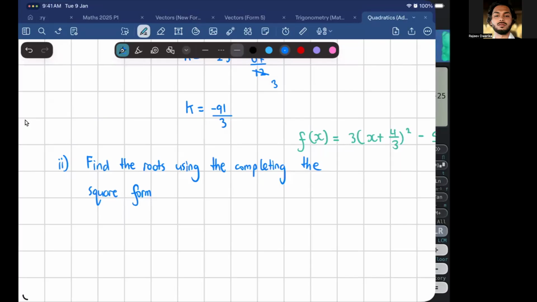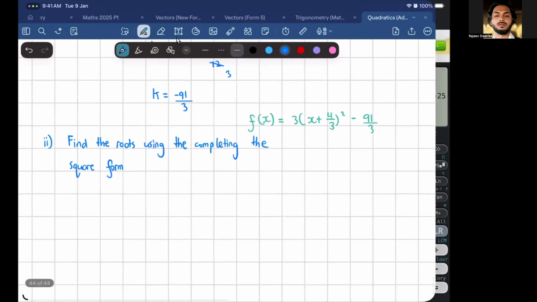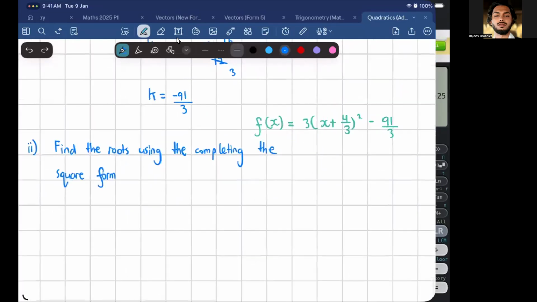Yeah. So Zachary, if I want to find your roots using the completing square form, I would need to let f of x be equal to what? 0, sir. Yes. So I'll put this entire thing equal to 0. I'll write 3, open bracket, x plus 4 over 3 squared, minus 91 over 3, equal to 0.